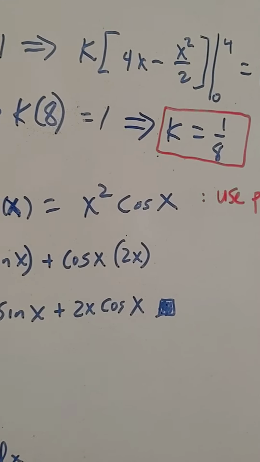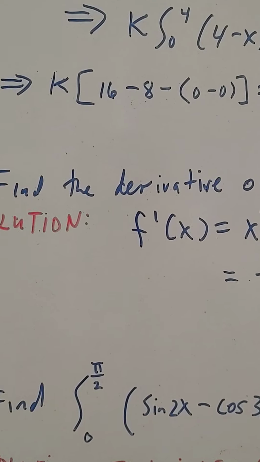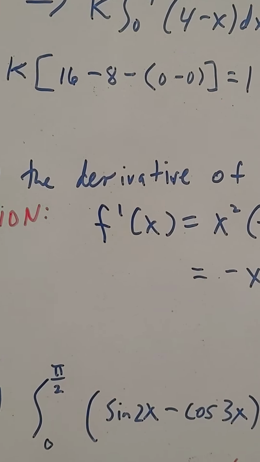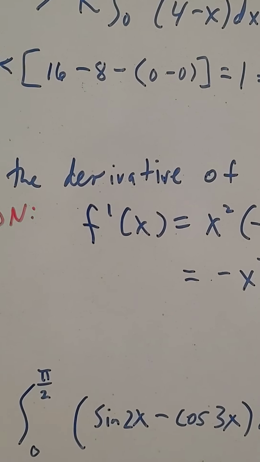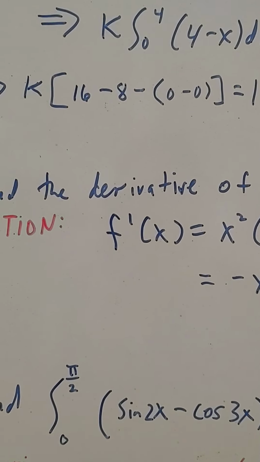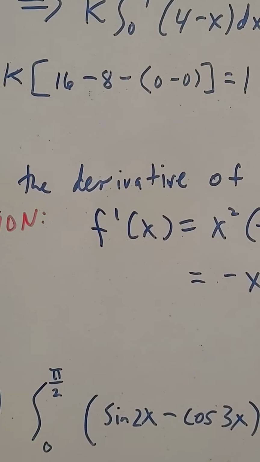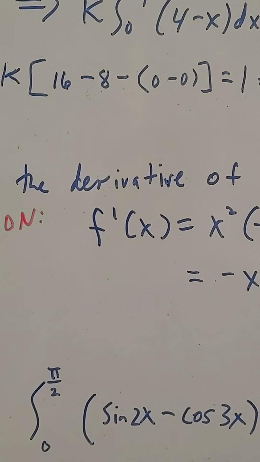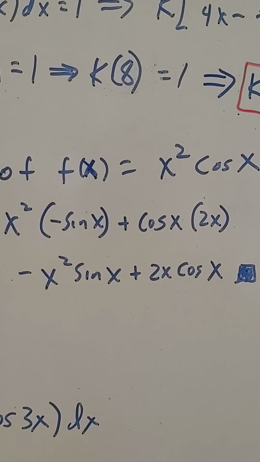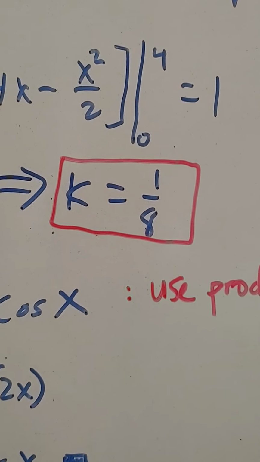Okay, so let's do the evaluation. So when I input the 4 first, I get k times 16 minus 8 minus, and then when I input the lower limit of integration of 0, I get 0 minus 0, and that must equal 1. So let's solve this equation for k. So inside the bracket, 16 minus 8 is 8, and then 8 minus 0 is still 8. So I should have k times 8 is equal to 1. And then to solve for k, divide each side by 8 to get k is equal to 1/8. So k equals 1/8. That's our final answer.